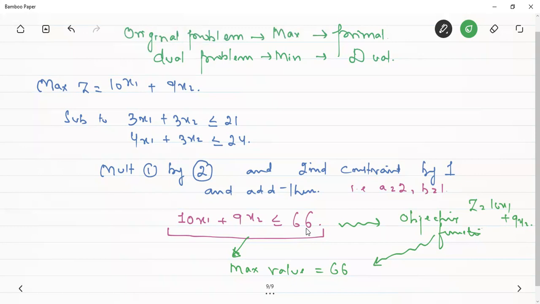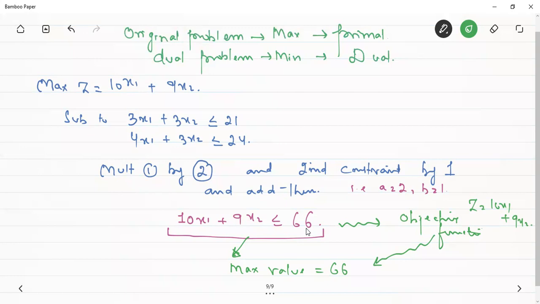Therefore, I can't lower this upper estimate. This is the upper estimate, but I can't lower it. In the previous problems, my objective function was less than the addition of the constraints after some operation. Therefore, I had to lower that estimate, but here I can't lower this estimate because they are the same. The objective function is equal to the addition of the constraints after performing some operations. So here I can directly say that this is the maximum value.